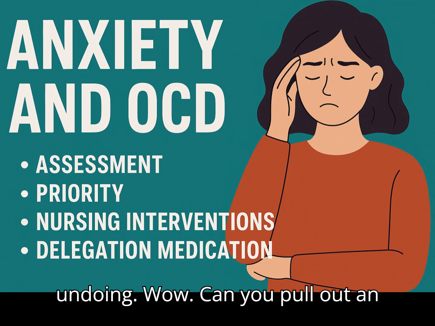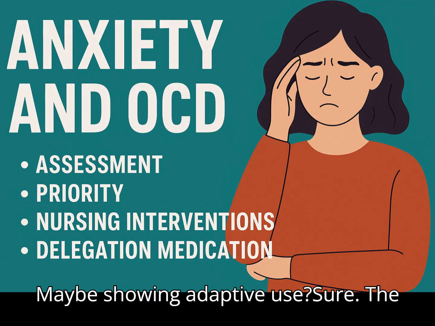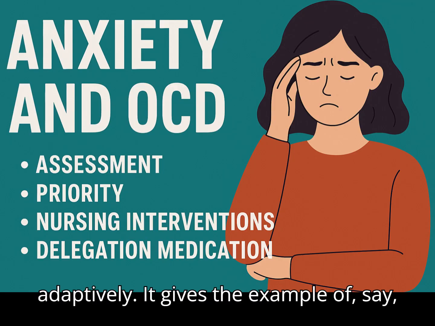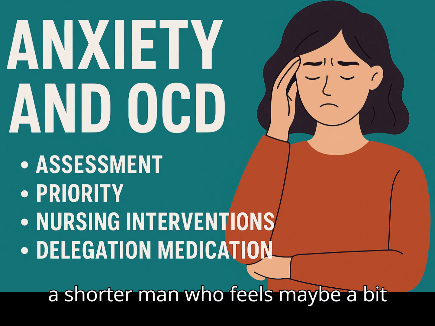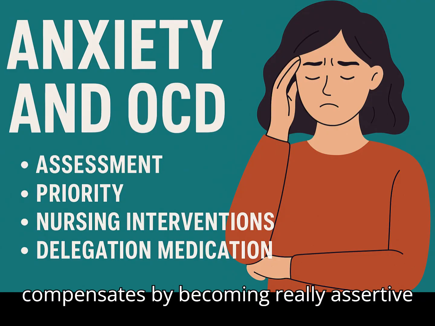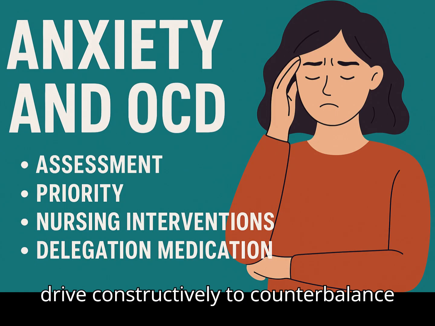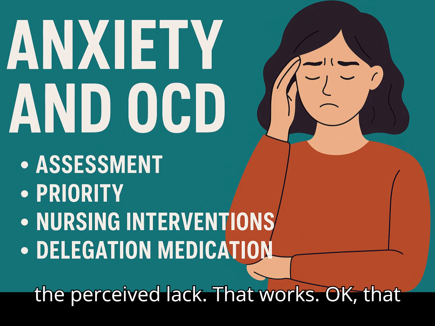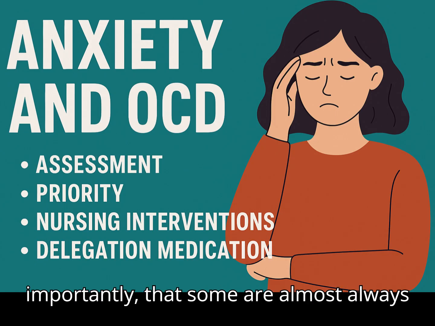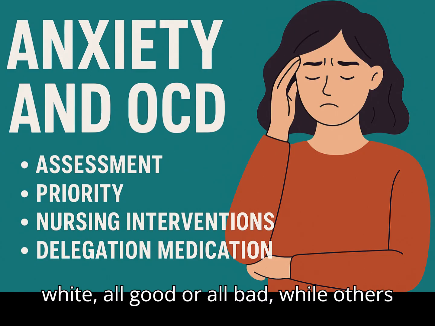Wow. Can you pull out an example from the guide's quiz section, maybe, showing adaptive use? Sure. The guide's quiz key uses compensation adaptively. It gives the example of, say, a shorter man who feels maybe a bit inadequate physically. He adaptively compensates by becoming really assertive and successful in business, using that drive constructively to counterbalance the perceived lack. That works. Okay, that makes sense. And the guide also notes, importantly, that some are almost always problematic if used heavily, like splitting, seeing things in black and white, all good or all bad.